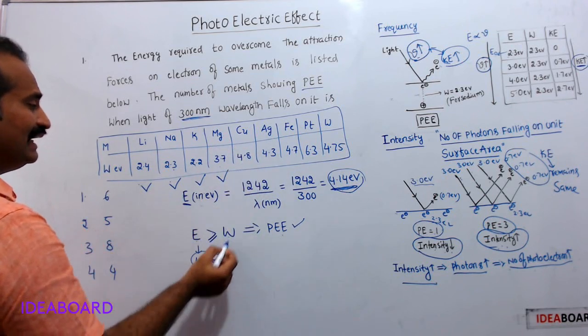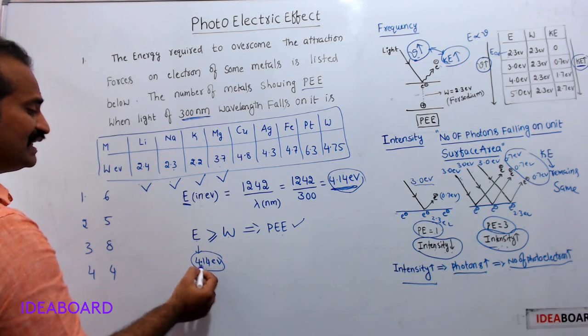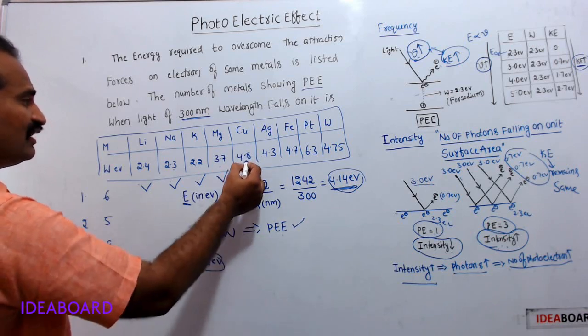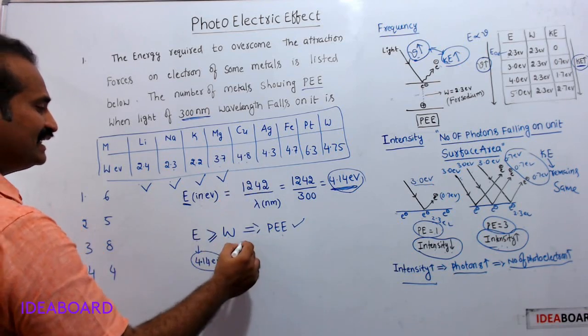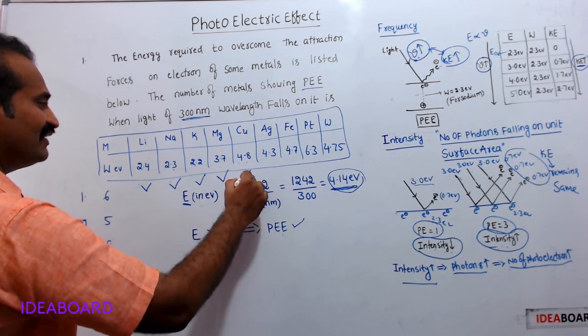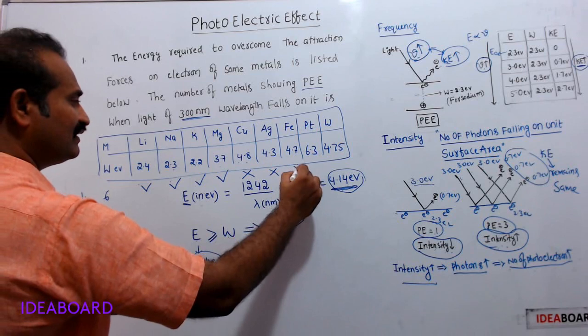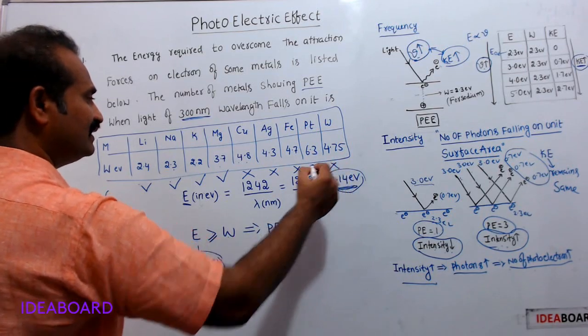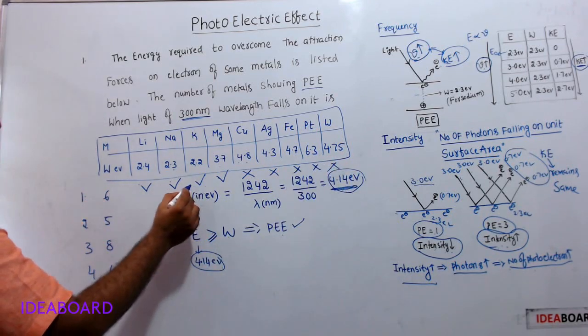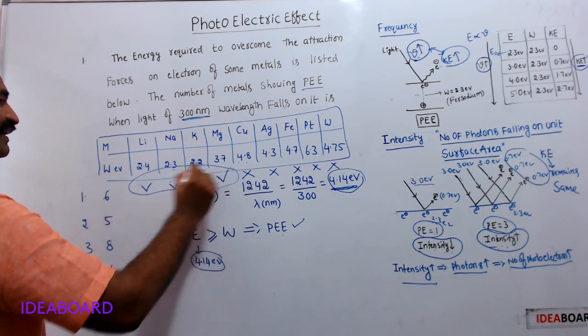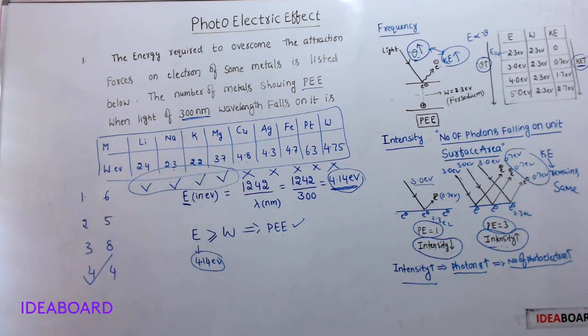In the case of copper, the energy of the incident photon is 4.14 and the work function is 4.8. This condition is not satisfied, so there is no photoelectric effect. Similarly, here no photoelectric effect, and here also no. Therefore, in how many metals is the photoelectric effect possible? In 4 metals. That's why the fourth option is correct.